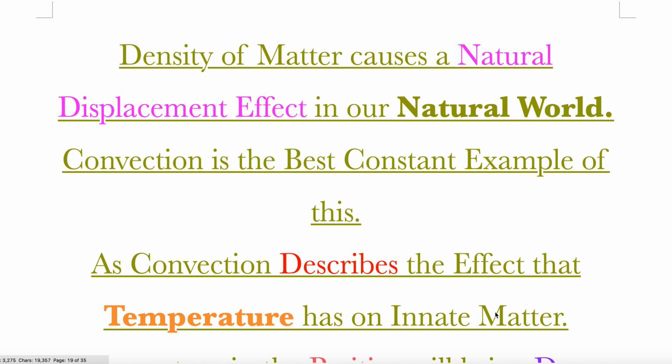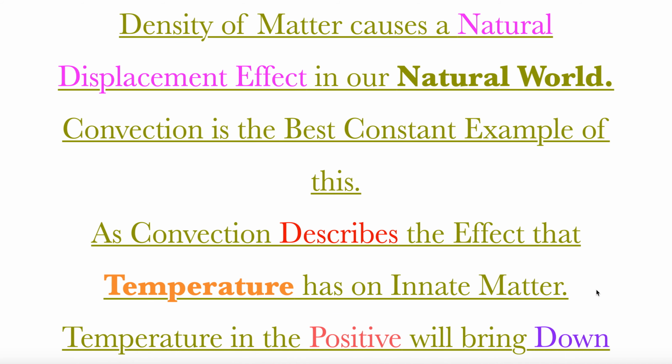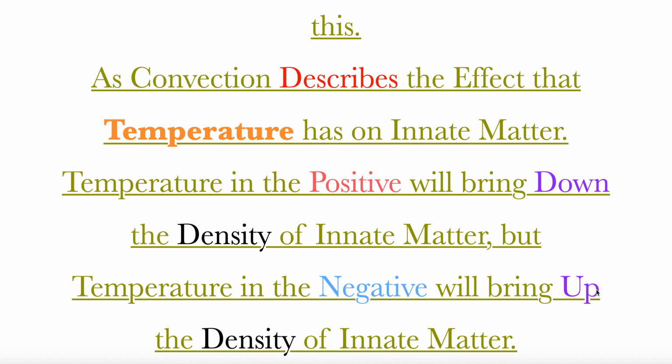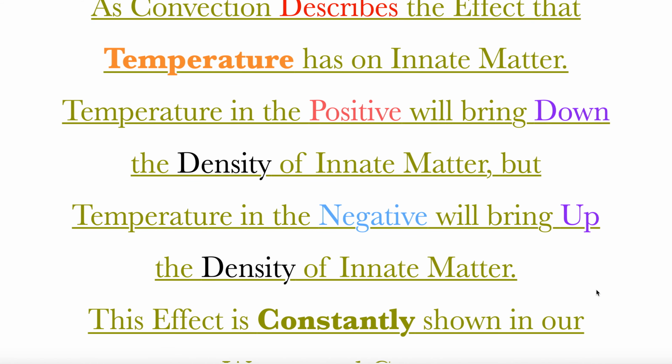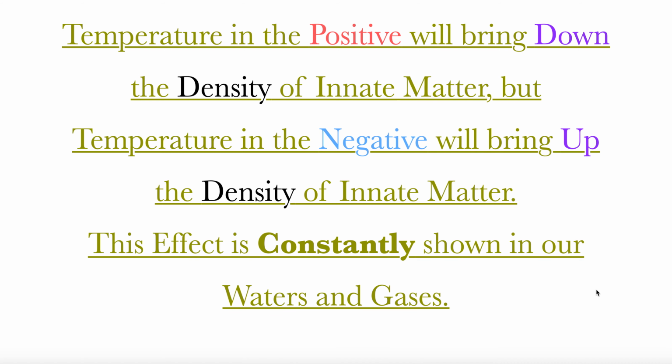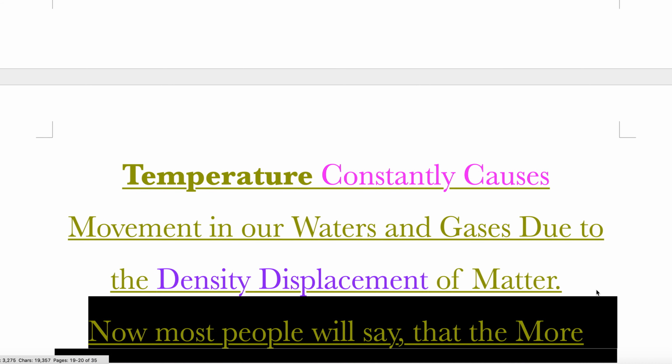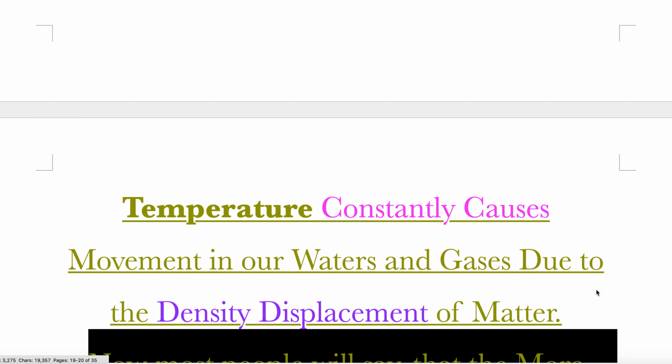Density of matter causes a natural displacement effect in our natural world. Convection is the best constant example of this, as convection describes the effect that temperature has on innate matter. Temperature in the positive will bring down the density of innate matter, but temperature in the negative will bring up the density of innate matter. This effect is constantly shown in our waters and gases. Temperature constantly causes movement in our waters and gases due to the density displacement of matter.